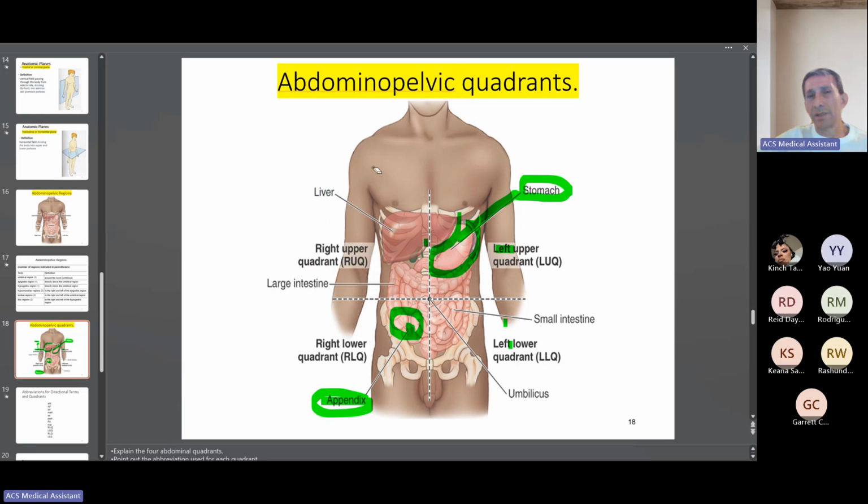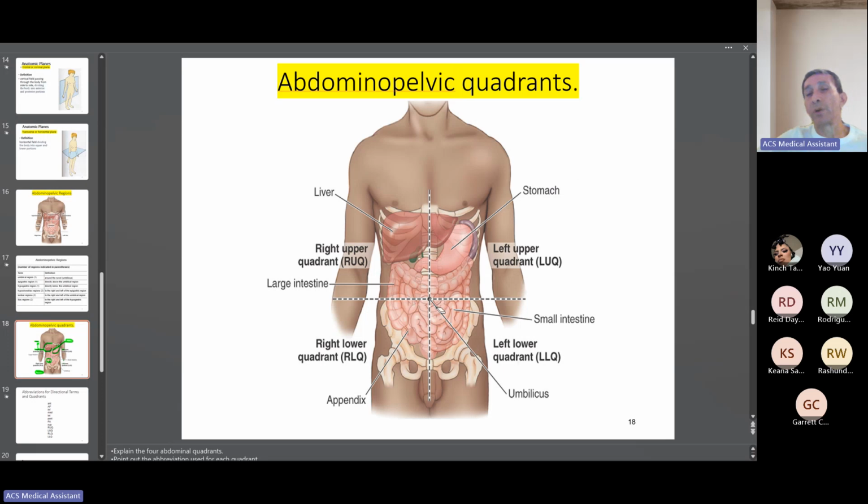Why am I telling you this? Because I don't want you to kill yourself trying to read every single detail, trying to memorize every single quadrant and which organs are in this. No, the most important thing is that.